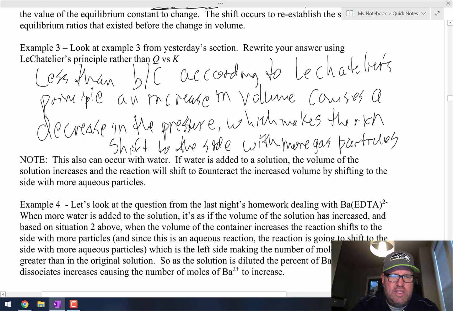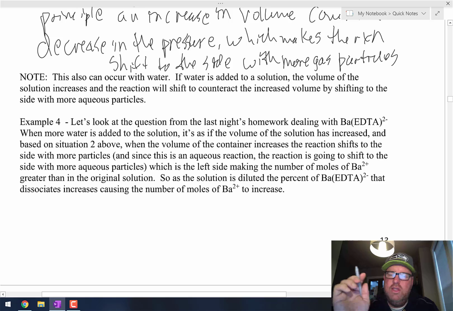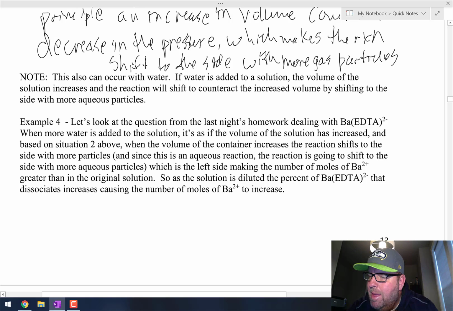Okay, example 4 says, let's look at the question from last night's homework. So hopefully you did that, dealing with BaEDTA 2 minus. When more water is added to the solution, it's as if the volume of the solution is increased, which it really has. It's not as if it's increased, it has increased. Hopefully you're looking at that homework question from last night. It's question number 18 in your homework packet. It says the solution is diluted with distilled water to a total volume of 1 liter.